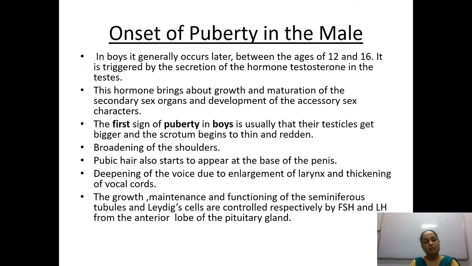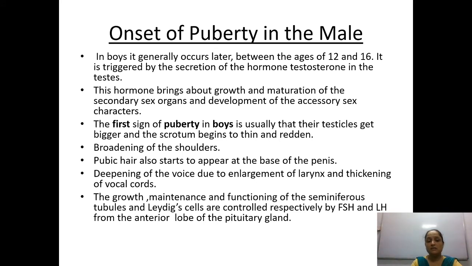Broadening of the shoulder, this part of the male is going to become broadened, and when we are talking about the female, then the female pelvic part is going to be broadened. Okay, pubic hair also start to appear at the base of the penis. Okay, so this sort of pubic hair also develop in case of females. Also underarms are also getting the hairs. Development of the breast in case of females, as you can see the development of testicles in case of males. Okay, deepening of the voice due to enlargement of larynx. In contrast, in case of female, there will be a sweetening of the voices there.